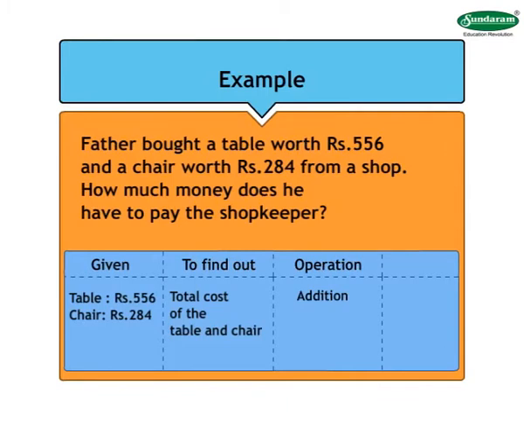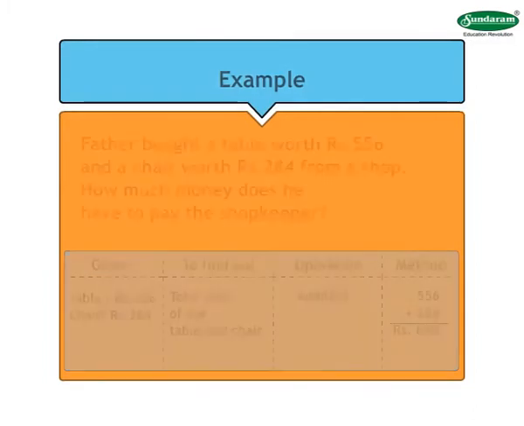Then finally, the last step is the method of solving. And for doing so, we will first write the cost of the table, that is 556. Below that we will write the cost of the chair, that is 284. Now we shall add both 556 and 284. We get 840. Thus, the total cost is rupees 840.